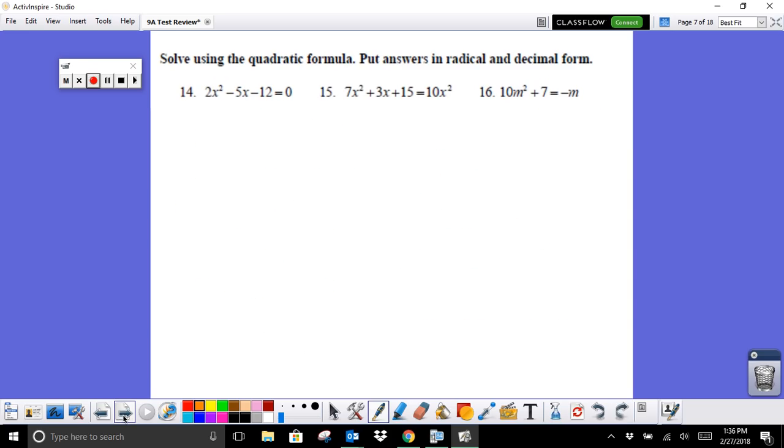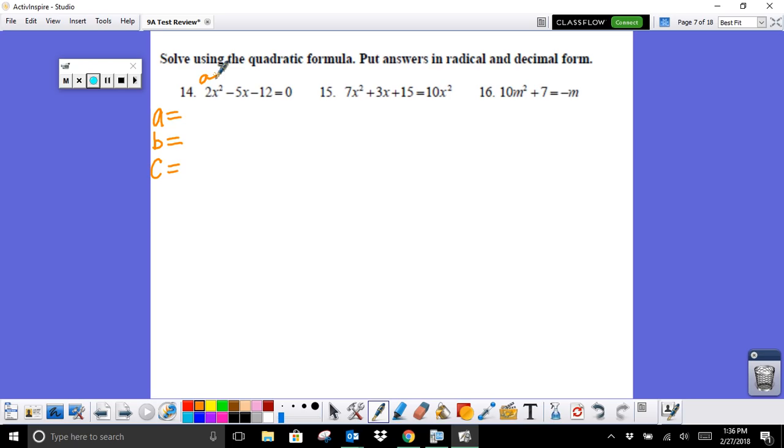Number 14, solve using the quadratic formula. It says to put your answers in radical and decimal form. So we're going to have 2 different answers on these. All right, so before you can label your A, B, and C on these, you have to make sure it's all on the same side, that it's all equal to 0. Number 14 is. So what I like to do is I want to go A equals, B equals, and C equals. And then I'll plug it into my formula.